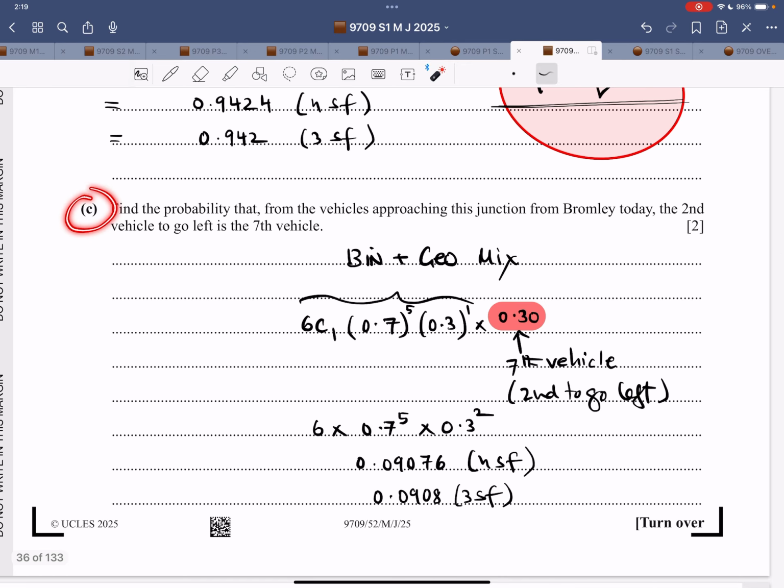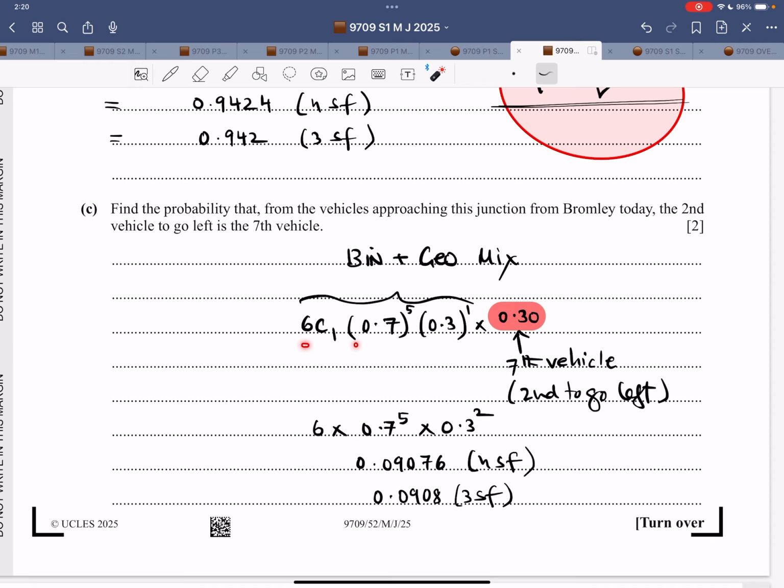Now this question is very, very common in 2024 past papers, and that is a mix of binomial and geometric. Find the probability from the vehicles approaching the junction from Bromley today. The second vehicle to go left is the 7th. That means the 7th vehicle definitely will be going left. So keep it aside. And out of the first 6 cars, one of them would be going left because this is the second one to go left. So keep it on the side. And this one is like a fixed probability, that is geometric, keep it fixed.